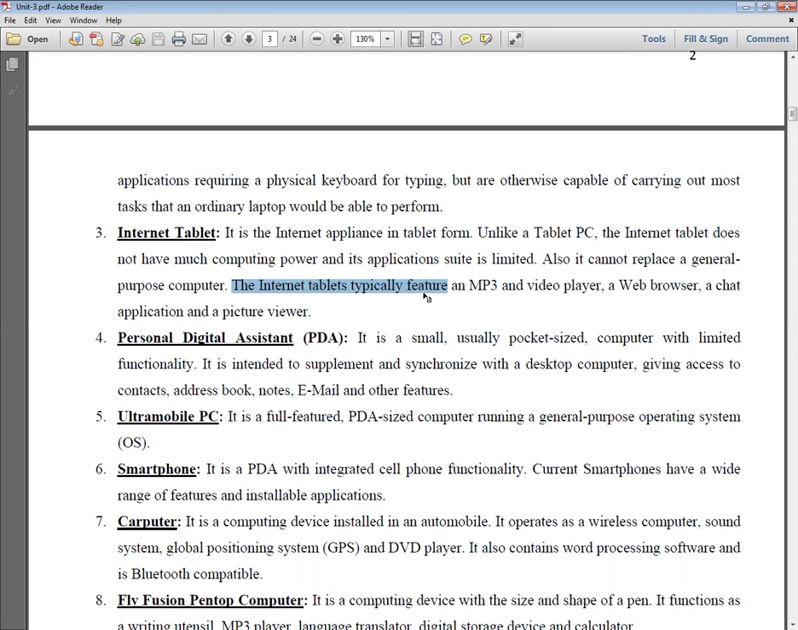Okay, that is the third category. And the fourth category is PDA. PDA in the sense personal digital assistant.